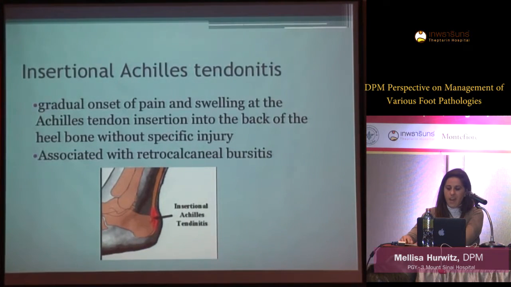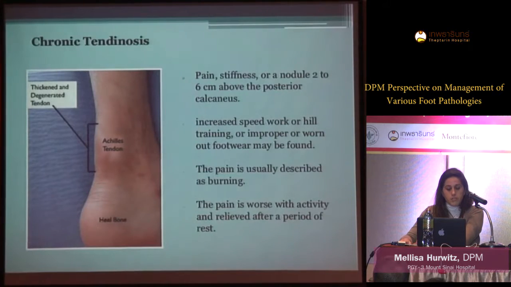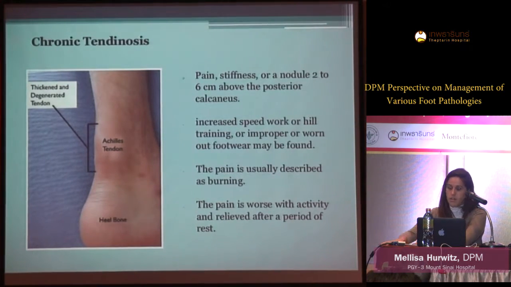However, I don't really get into the surgery too much on these pathologies, but an example of the type of surgery that would need to be done for this particular pathology would be potentially excision of the bursa, debridement of the tendon at the area where the tendon's diseased, for which you would most likely want to get an MRI to confirm what's going on there. For chronic Achilles tendinosis, your patient will present with pain, stiffness, sometimes a nodule, 2 to 6 centimeters in that watershed area of the Achilles tendon.